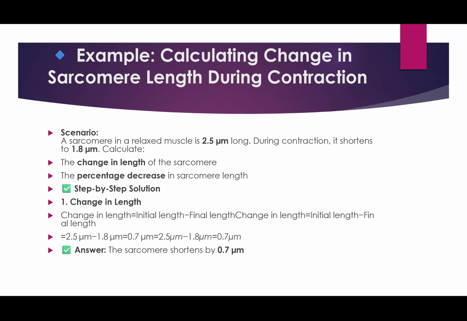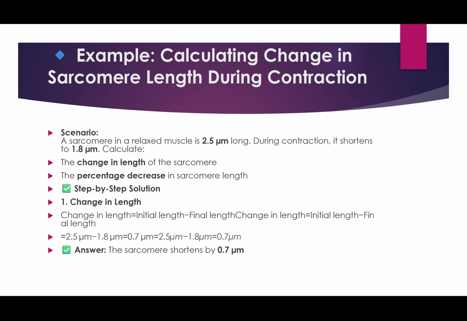Calculating the change in sarcomere length during contraction. A sarcomere in a relaxed muscle is 2.5 micrometers long. During contraction, it shortens to 1.8 micrometers. Calculate the change in length of the sarcomere and the percentage decrease in sarcomere length.